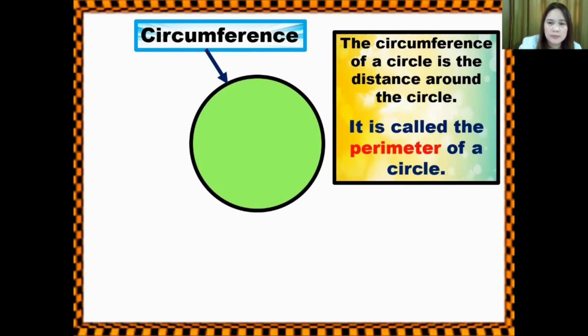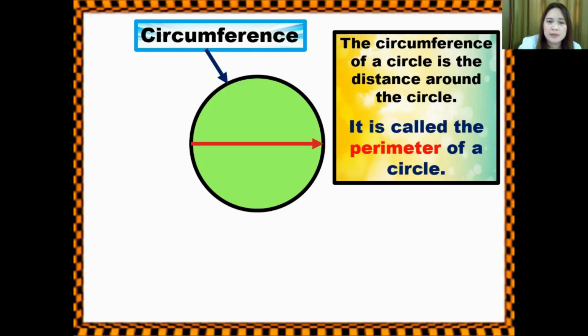We're going to find the total distance around the circle. So we call it circumference, but not perimeter. Somehow, it is for you to relate easily that this is also called the perimeter of a given circle. So again, we call it circumference.